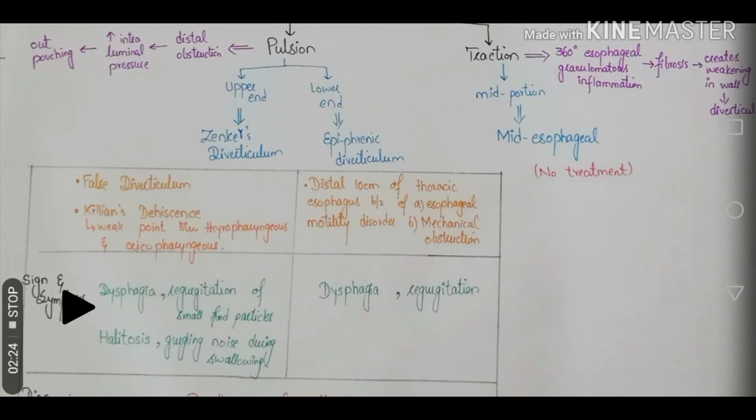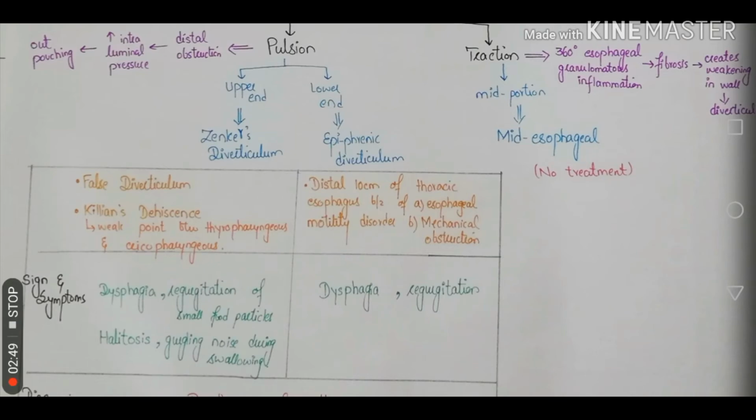Specifically, the patient will give a history that he or she found small pieces of a meal they took a week ago. And because of collection of food in a pouch, there will be bad breath known as halitosis, and because there is an outpocketing in Zenker's diverticulum, the patient will have a gurgling noise during the process of swallowing, which is a characteristic feature.